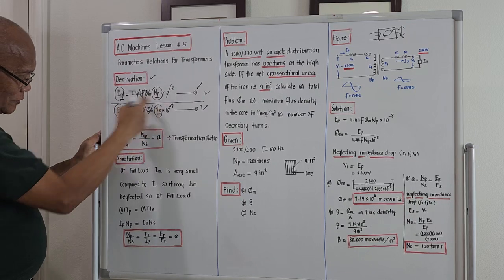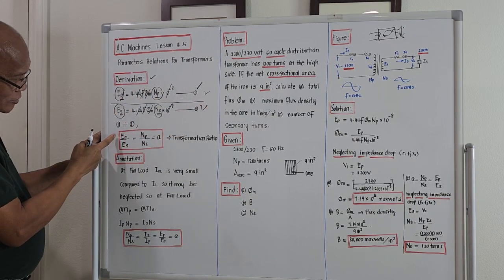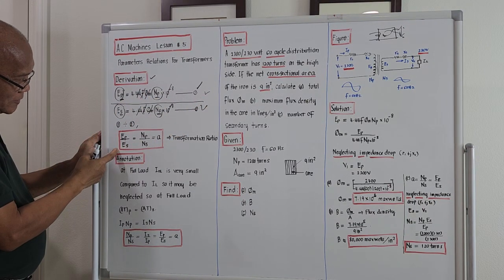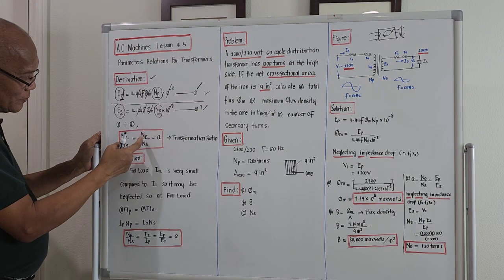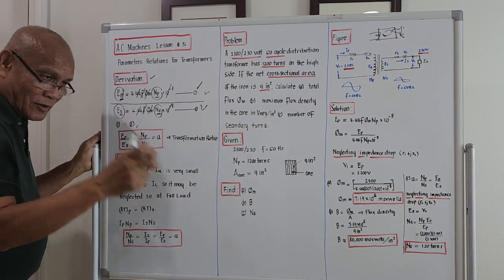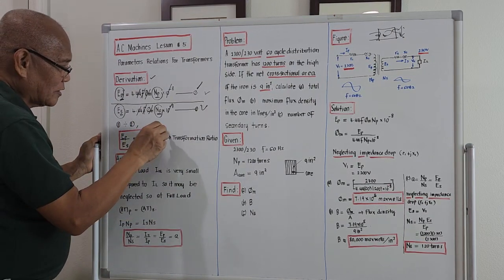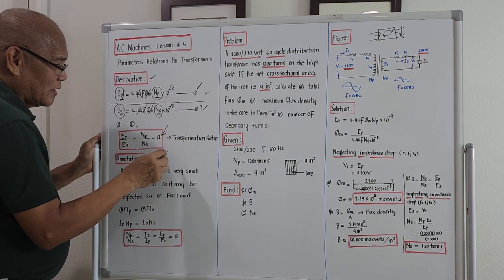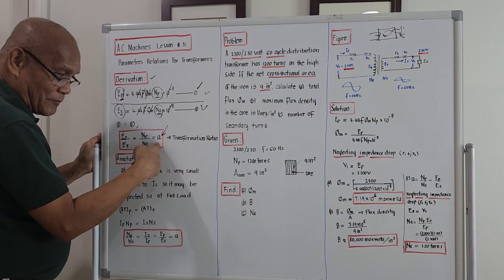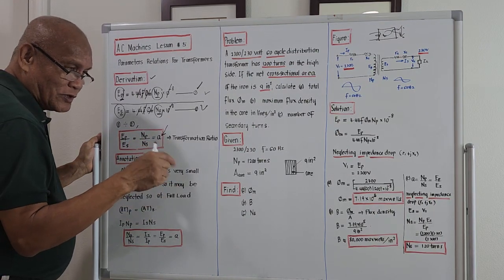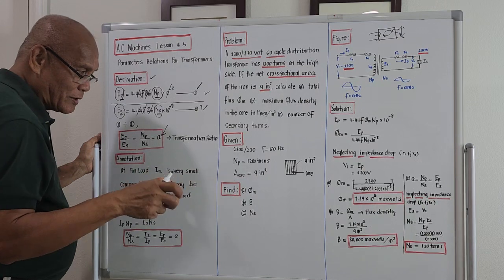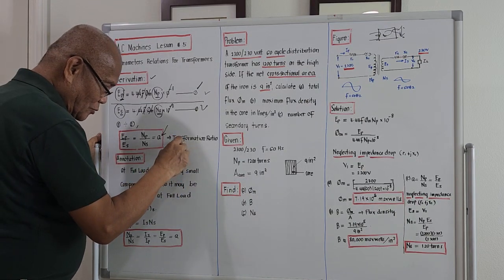What will come out after the division will be simply EP over ES, and this should be equal to NP over NS. And under this study of transformers, this is actually designated as a. And this value here, from now on, if we see a under the study of transformers, that is the so-called transformation ratio.